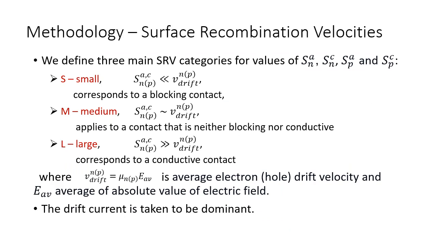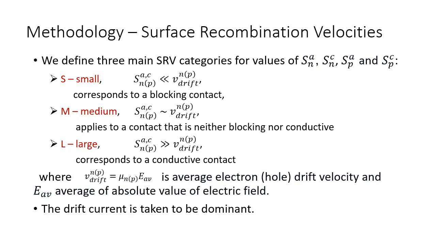SRV for electrons and holes on both electrodes, anode and cathode, namely SNA, SNC, SPA, and SPC, can take any value from -infinity to +infinity, which gives an infinite number of solutions. In order to systemize the outcome, we define three main SRV categories compared to the average drift velocity of considered charge carriers, holes or electrons.